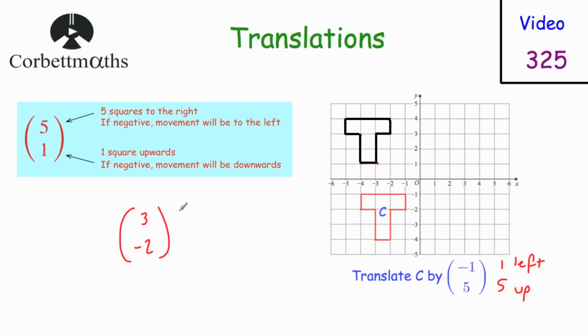shape 3 squares right and 2 squares downwards. If we had this one, (-4, 0), it would mean translate the shape 4 squares left and none up and down. It would just mean move the shape 4 squares left, and so on. So this is called a translation vector, and in M6 you need to be able to know what it means and how to translate shapes using them, and maybe even how to describe a translation by using the vector as well. Okay, our next topic.